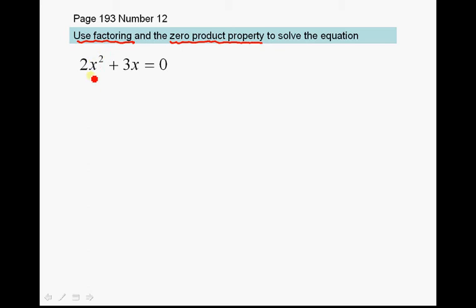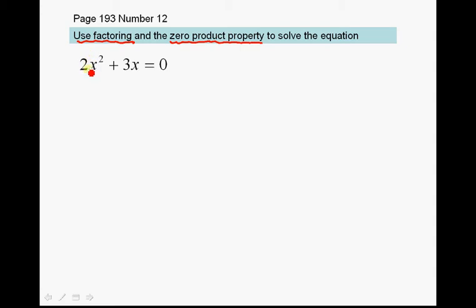What we need to do is take a look at this equation and factor it. First, we see that it's set up to be equal to 0, which is the form we need to be able to apply the zero product property. Now we see we have two terms, and we need to look at each term and figure out what they have in common, so what we can pull out.